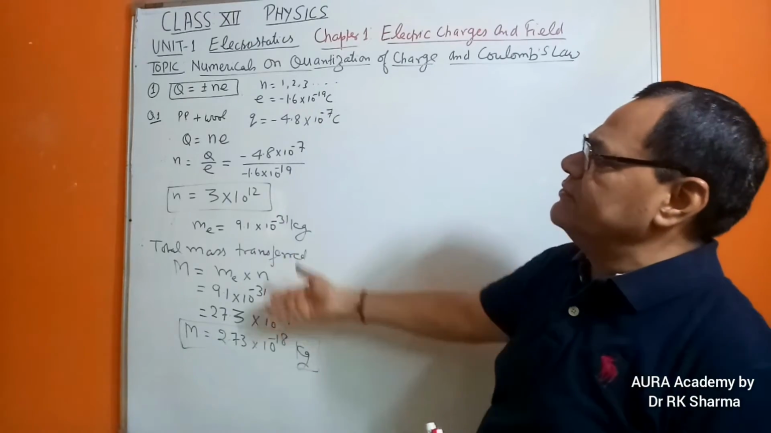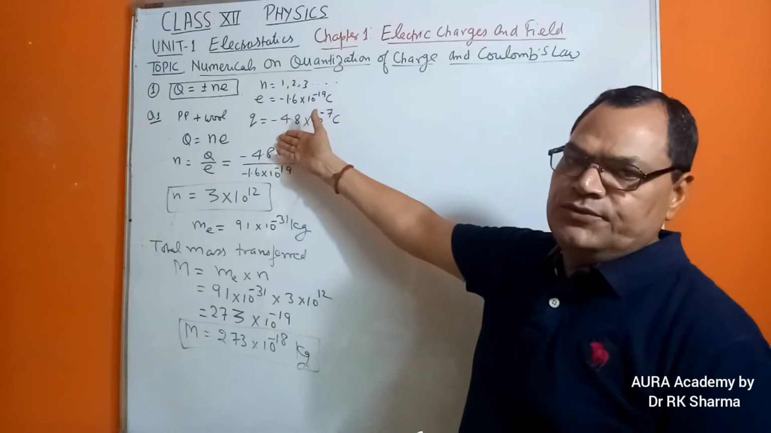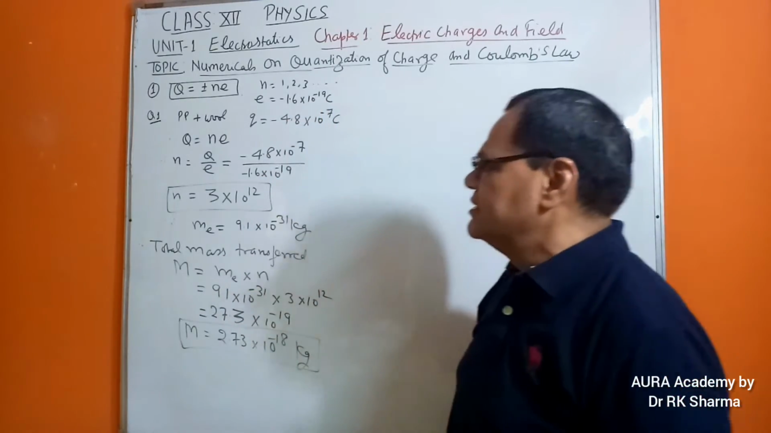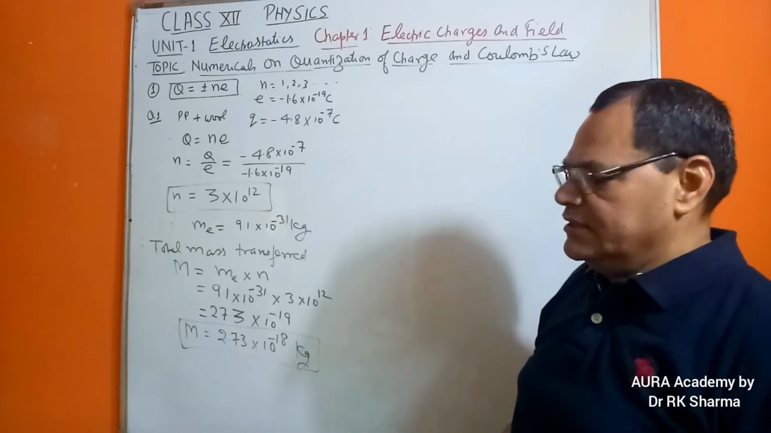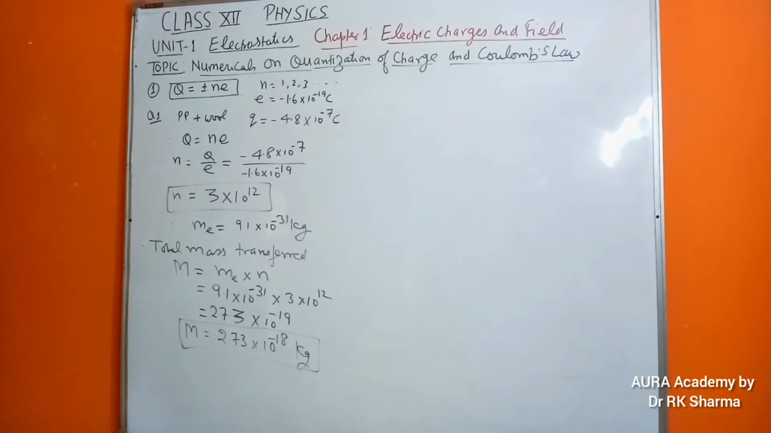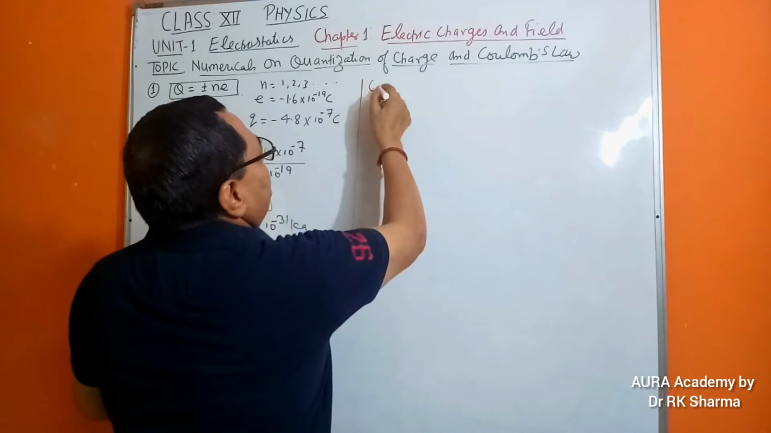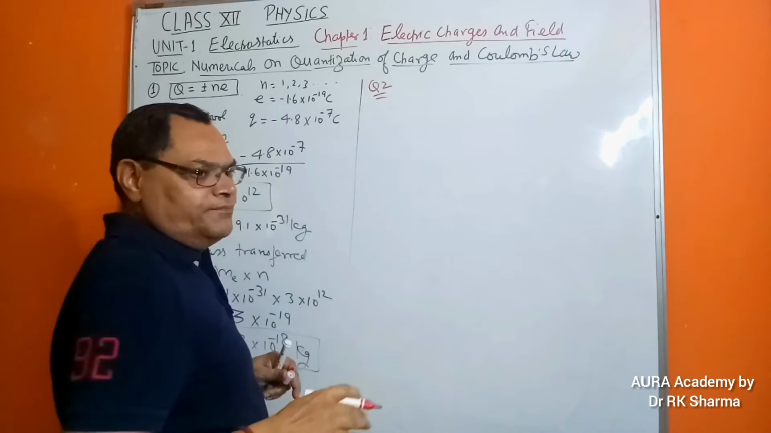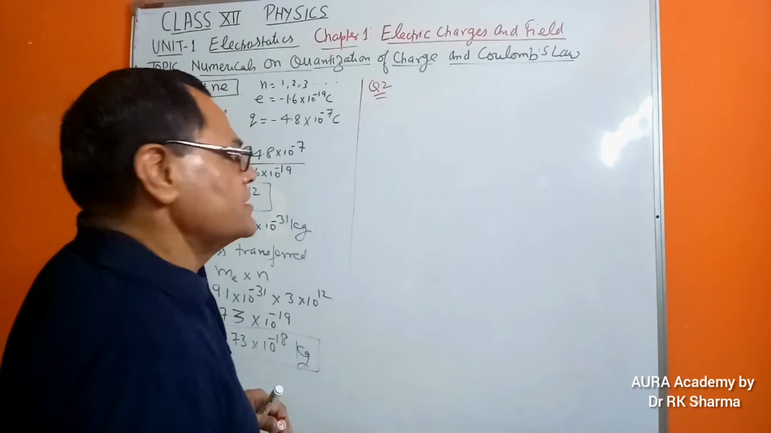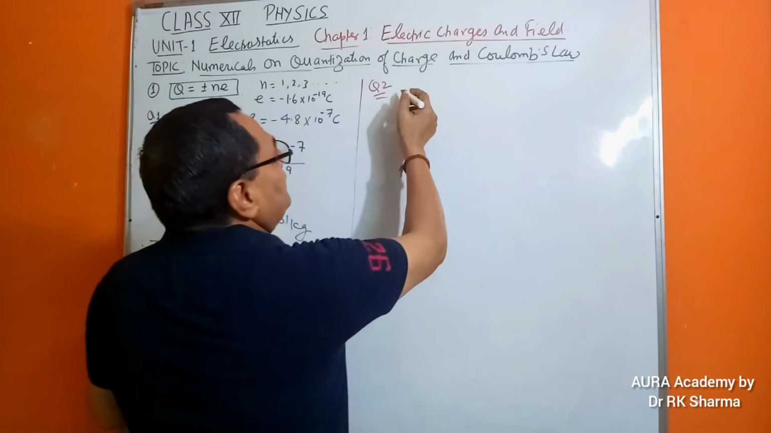Don't you think it is interesting? We have simply used the formula Q is equal to Ne. E was known to us, Q is given, so it is easy to find N, and we can also find the total mass transferred. Okay, so we can now take a new question, a very simple one. We will proceed from simpler to harder and then challenging questions, slowly and gradually increasing the difficulty level.